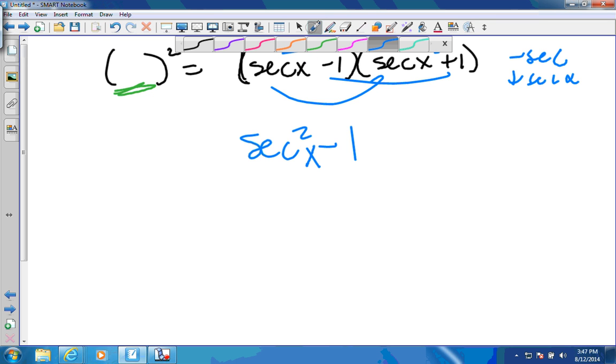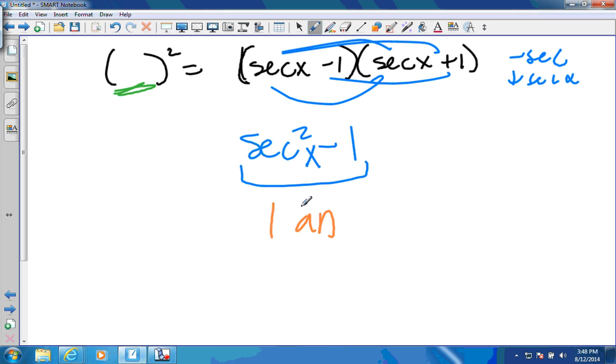And then if you look at the properties of trig, then secant squared of x minus 1 can convert to tangent squared.